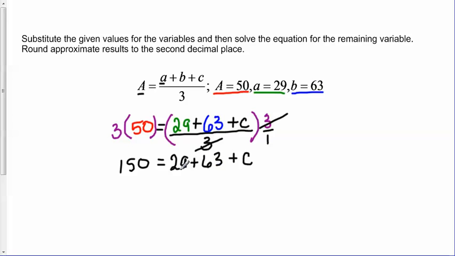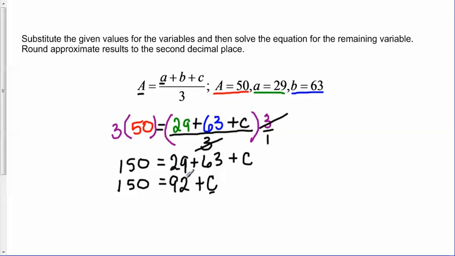Okay. Now we have a little bit of tidying up to do on the right side. We can simplify the right side of the equation, and we always want to be sure each side of the equation is as simple as it can be before we go into solving mode, where we start bringing things back and forth across the equation. So let's simplify that right side. 150 equals, now 29 plus 63 will give us 92, plus C. And here's the C that we're trying to solve for.